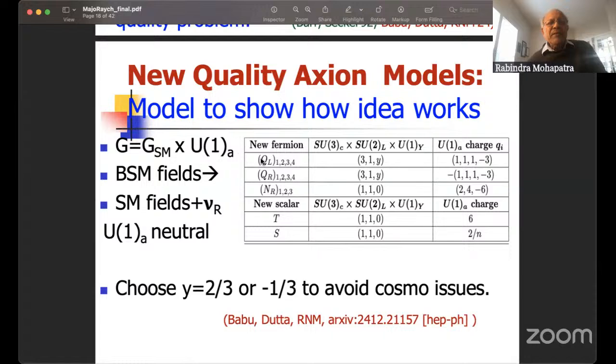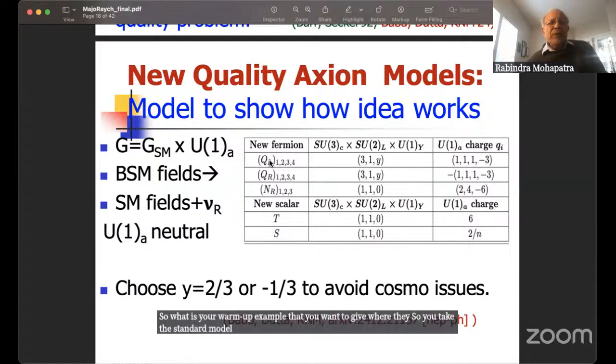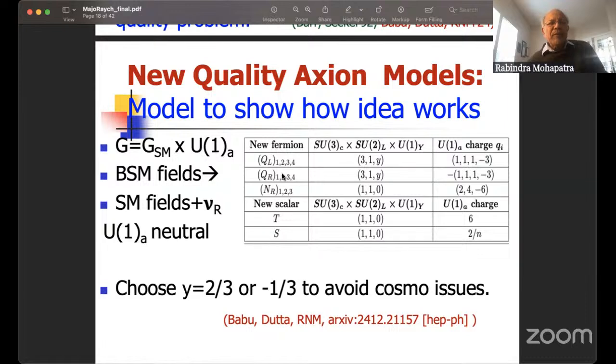So what we have is we introduce heavy quarks, capital Q, 4 of them in one model, and then the right-handed ones have the opposite gauge charge. You see these are +1, +1, +1, -3, and this is minus of that. So these are the opposite PQ charges that you have, not PQ charge, U(1)_A charge.